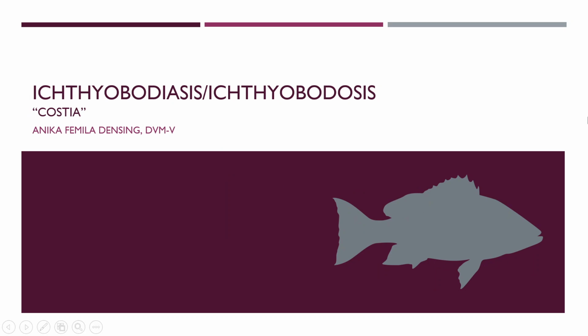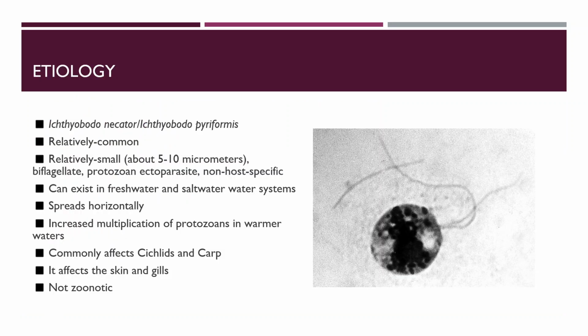So hello everyone, I'll be talking about ichthyobodiasis or ichthyobodiasis depending on the reference, also known as costia. Costia is the former name of the genus Ichthyobodo, which has species such as Ichthyobodo necator or Ichthyobodo piriformis, and there has been literature proposing a new species of Ichthyobodo called Ichthyobodo salmonis.